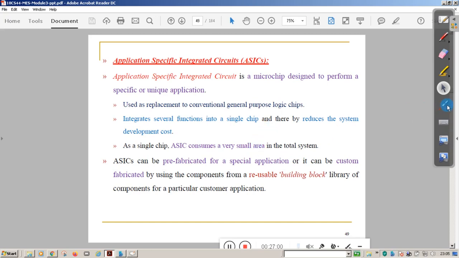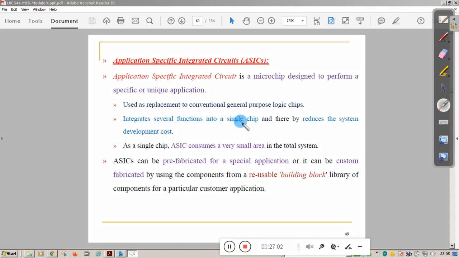So what will this chip do? It integrates several functions into a single chip and thereby reduces the system development cost. So it will consume less power and less area also. ASICs can be prefabricated for a special application, or they can be custom fabricated by using components. So it is a custom design.